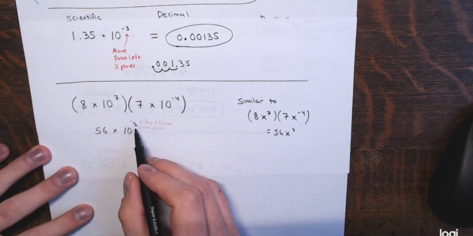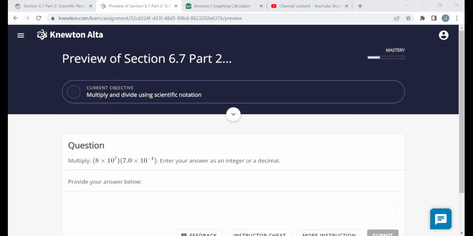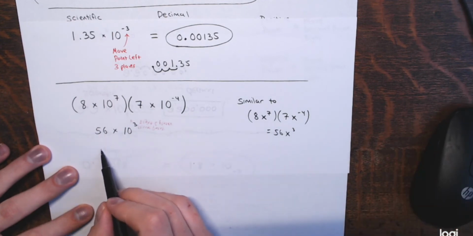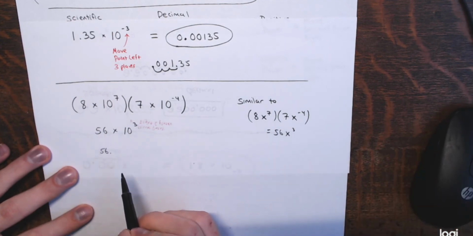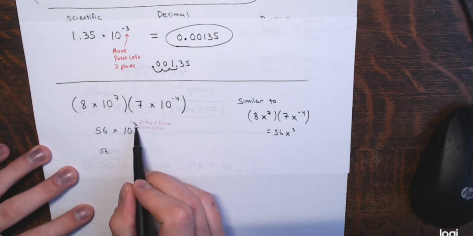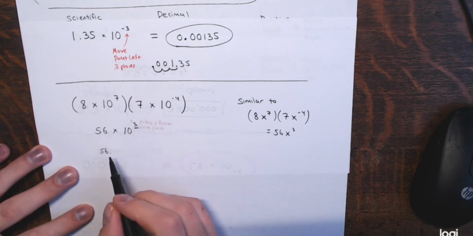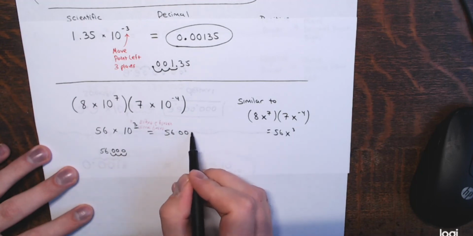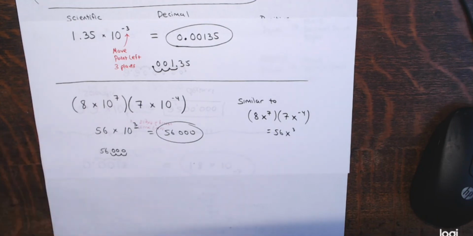Now they don't want us to enter the final answer in scientific notation. They want us to enter our answer as an integer or a decimal, basically in decimal form. Right? So just take 56 here, the decimal point is after the whole number, and this is 10 to the positive 3. So move the decimal point to the right 3 places. 1, 2, 3, fill all those with zeros. This is 56,000, the product of those two numbers.